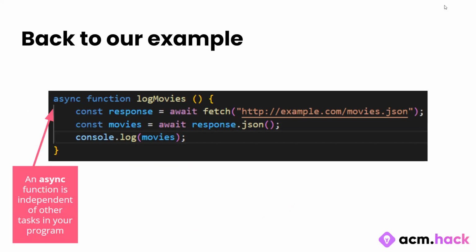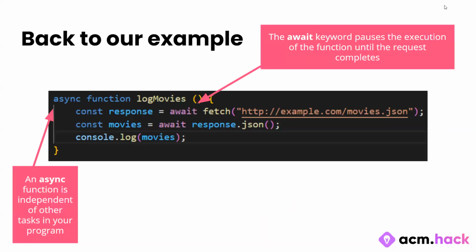So going back to our example, we can see that our log movies function is an asynchronous function, meaning that it can run independently from the rest of our program. And this await keyword pauses the execution of the rest of the function until the response is resolved, like that promise returns either a success, meaning they got the data, or a failure. Does anybody know why this might be important or want to take a stab at it? I know I kind of rambled, so I can repeat anything if I didn't make a lot of sense.